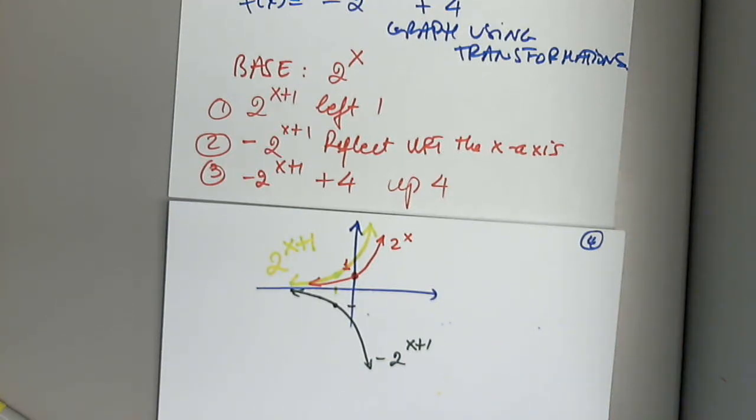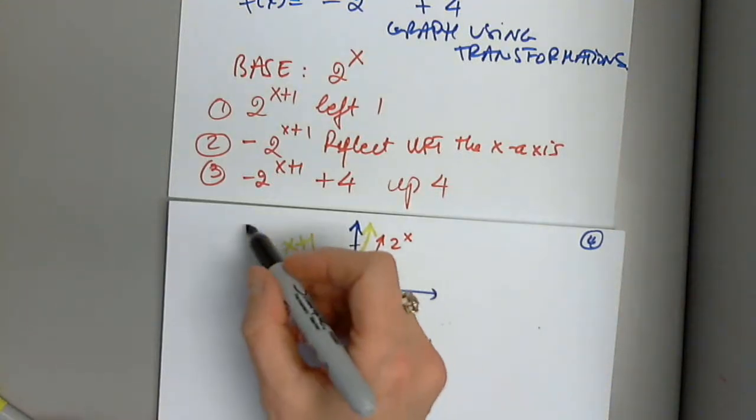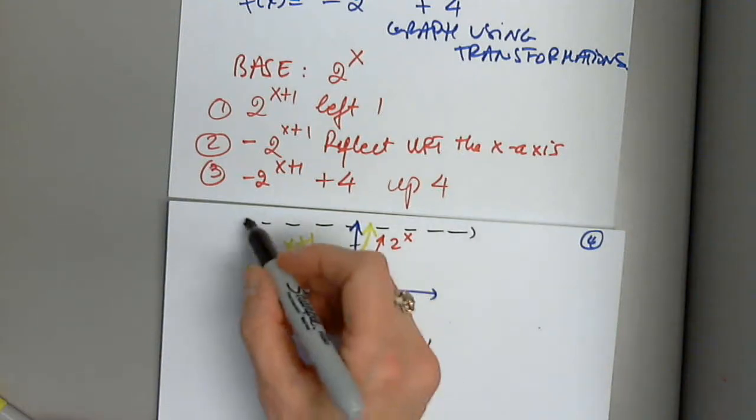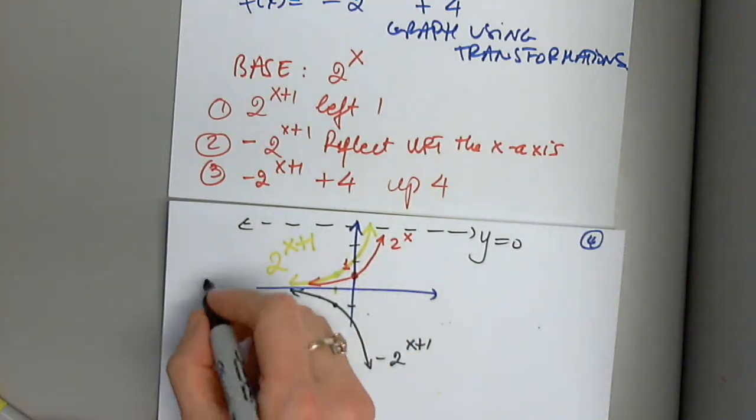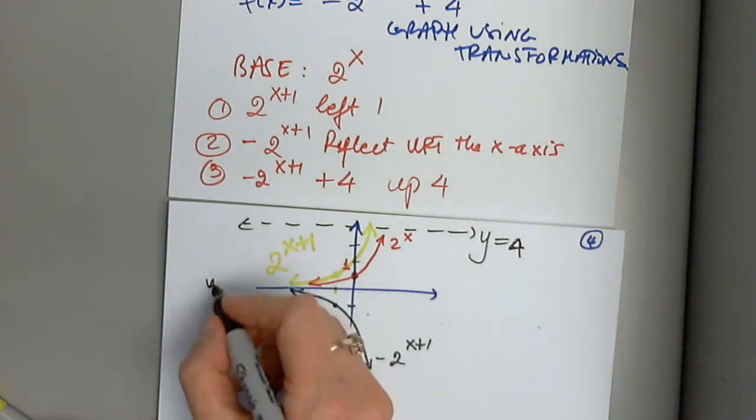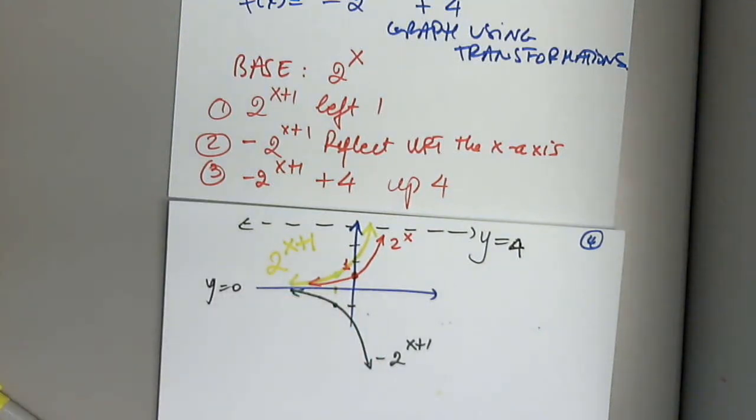So when I shift the graph up 4, and it has a horizontal asymptote, what do I have to shift first? Correct. Where does the asymptote go? Exactly. 1, 2, 3, 4. I have to move the asymptote, of course, from y equals 0 to y equals 4.